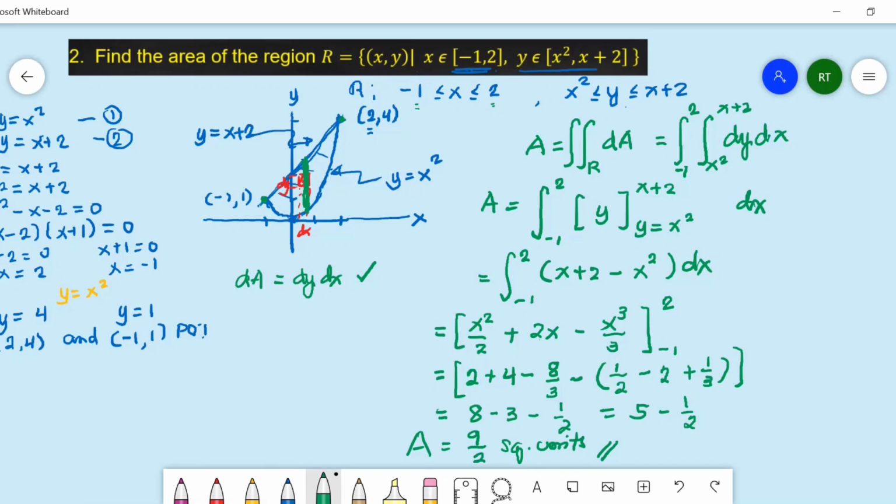Now, that was finding the area by double integration. In our next session, we will have another application of double integrals, which is finding the volume by double integration, which is the real meat of the discussion.